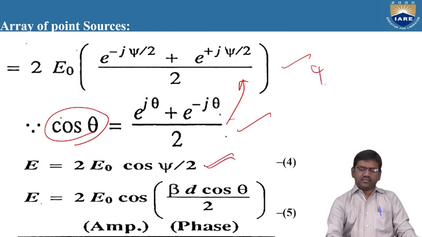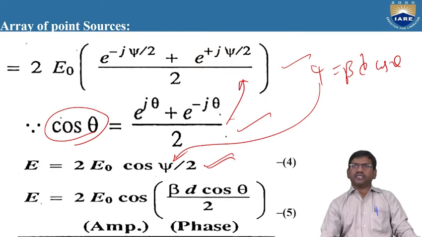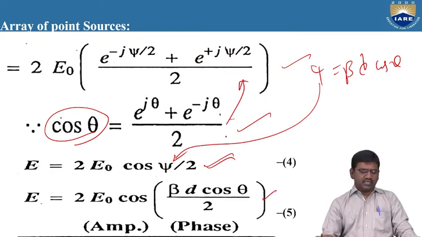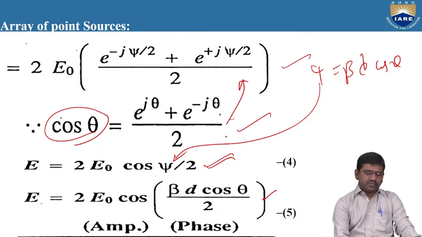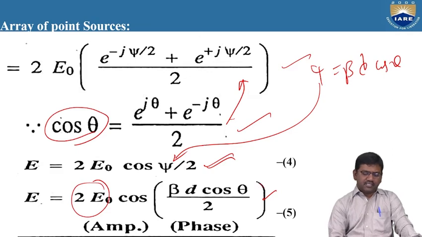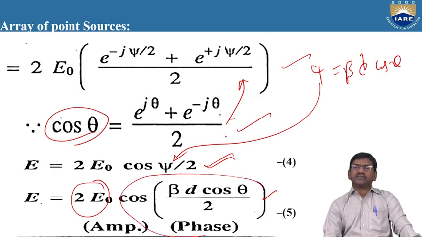So we know that ψ is equal to β d cos θ. You substitute this ψ value here. You will get the total field strength E is equal to 2 E0 into cos of (β d cos θ)/2, where this 2 E0 represents the amplitude and this cos function represents the phase produced by the 2 point sources of the array.